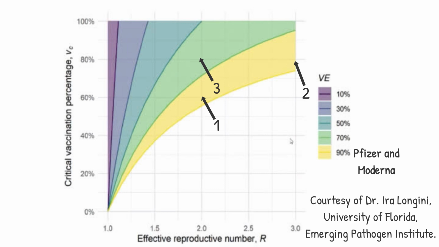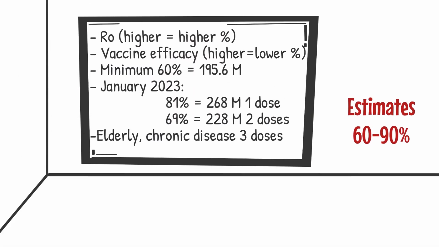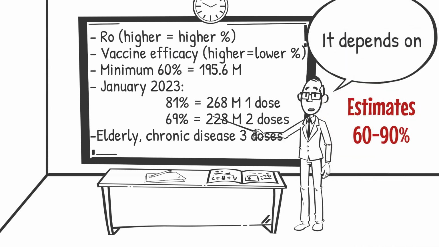Estimates with regards to how many will need to be vaccinated in the U.S. vary from 60 to 90%. Taking the most optimistic estimate of 60%, this translates to the need for 195.6 million to be vaccinated. As of January 17, 2023, 268 million, or 81%, have received at least one dose of vaccine, and 69% have received 2 doses. Only 16% have received the bivalent booster.